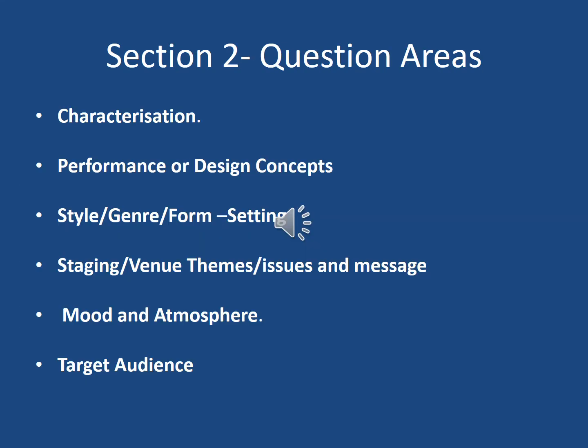The idea of Section 2 is that the student takes the stimulus and then comes up with a piece of drama that would be capable of being performed in a drama classroom. So we have to think about characterization, which is the development and portrayal of characters, performance or design concepts, how we'd actually perform the piece of drama, and design concepts would take into account lighting, sound, costume, and set design.